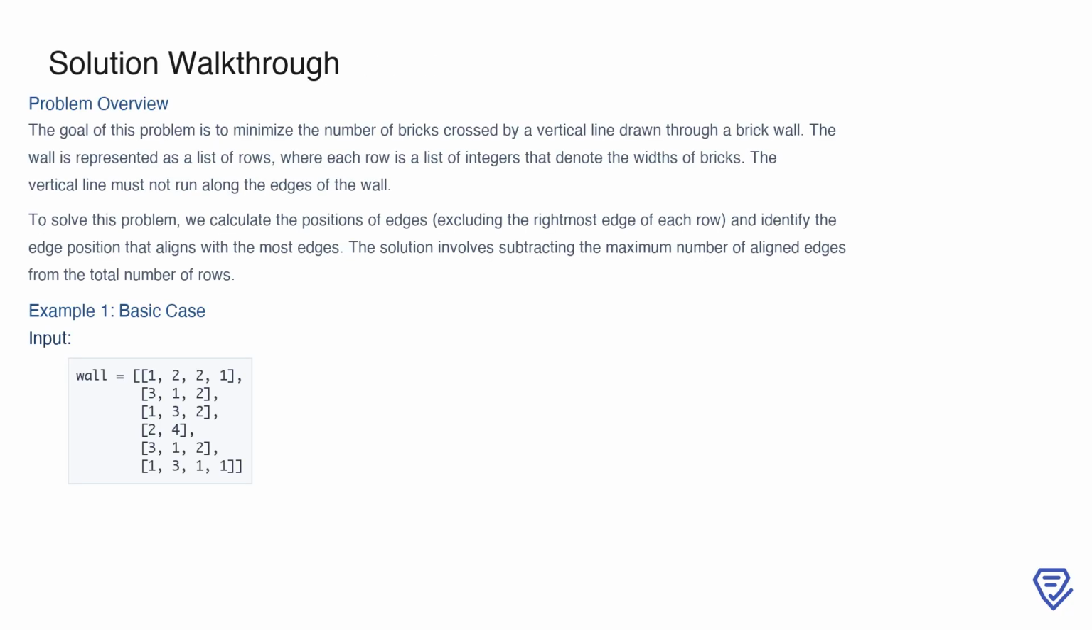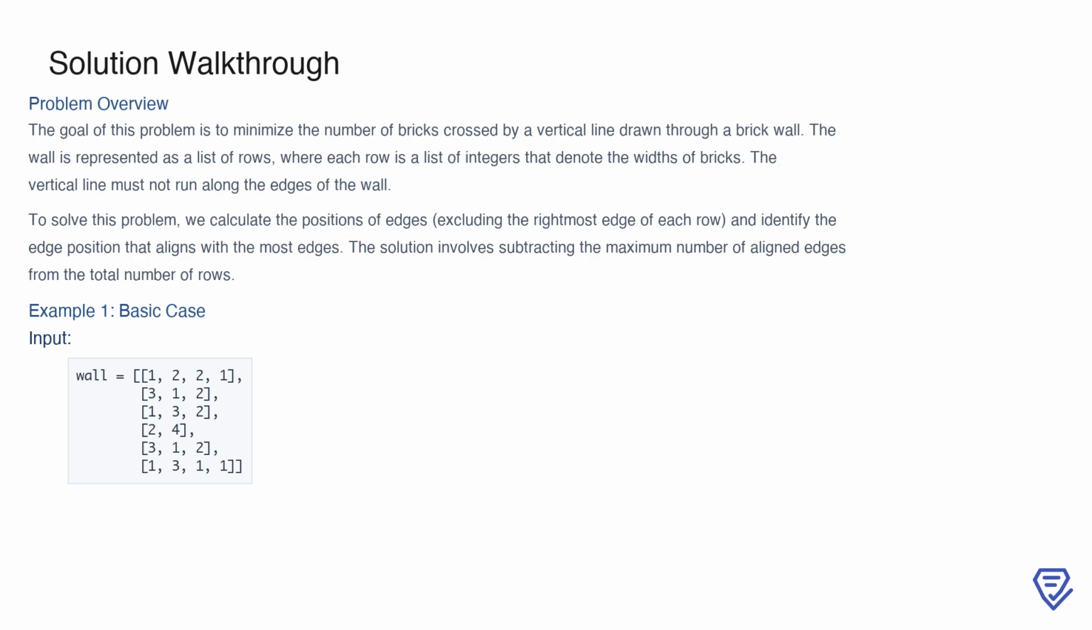In this problem, we aim to draw a vertical line through a brick wall such that the line crosses the fewest number of bricks. The wall is represented as a list of rows, with each row being a list of integers that indicate the widths of the bricks. Importantly, the vertical line cannot run along the edges of the wall itself, meaning it must pass through the interior of at least one brick. To solve this, we calculate the positions of the edges of the bricks, excluding the rightmost edge of each row, and determine which edge position has the most alignment across rows. By subtracting the maximum number of aligned edges from the total number of rows, we can find the minimum number of bricks that the vertical line will cross.